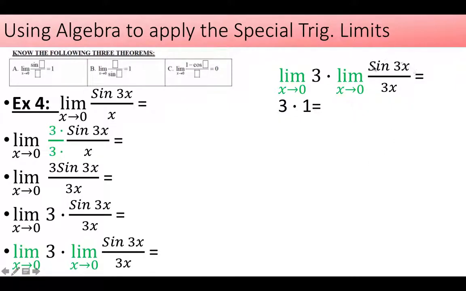Then right here, I am using part A. Sine of 3x over 3x, the limit as x approaches 0 is equivalent to 1. So that's why I wrote times 1 right here. Once I take the limit, you notice that my limits disappear. So it's just going to be 3 times 1. That's equal to 3. That's your answer for example 4.